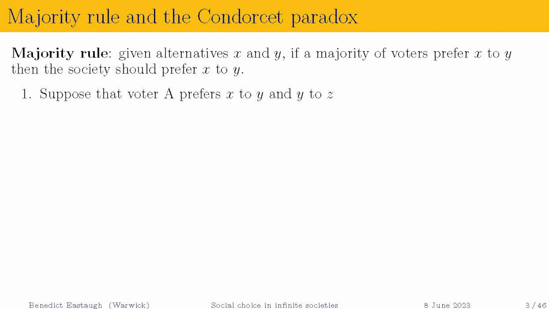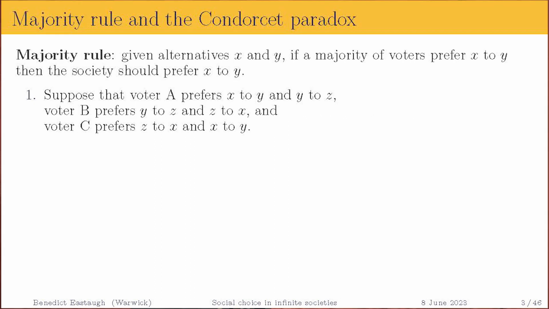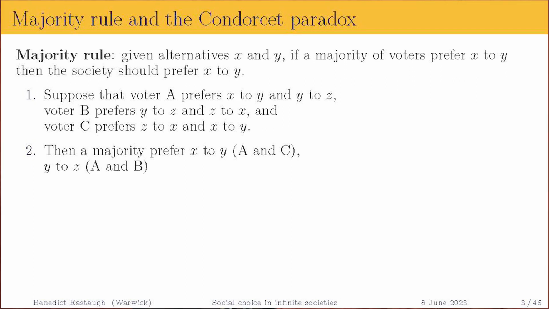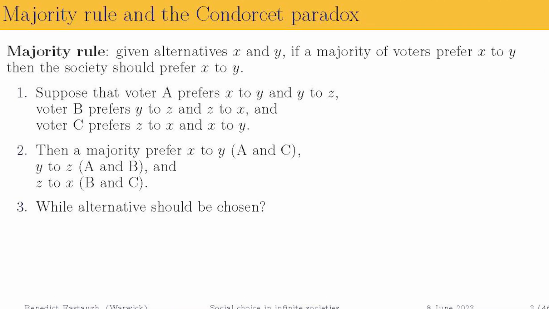But then here's a scenario where this doesn't work. So suppose we have some voter A that prefers X to Y and Y to Z, and voter B who prefers Y to Z and Z to X, and then voter C who prefers Z to X and X to Y. Fortunately there are only three, so it doesn't get too complicated. But then we see a majority prefer X to Y, so voter A and voter C, and a majority prefer Y to Z, A and B, and a majority also prefer Z to X, and we see now there's going to be some kind of problem because we want to choose an alternative out of X, Y, and Z.